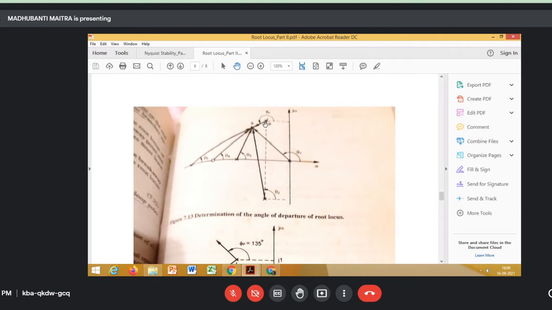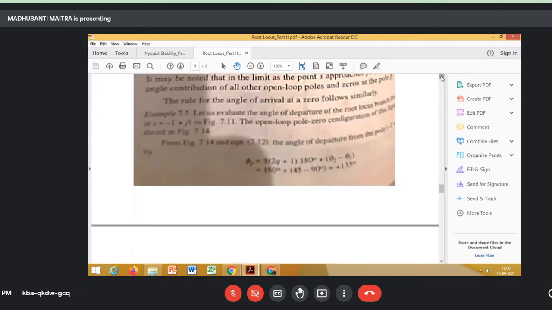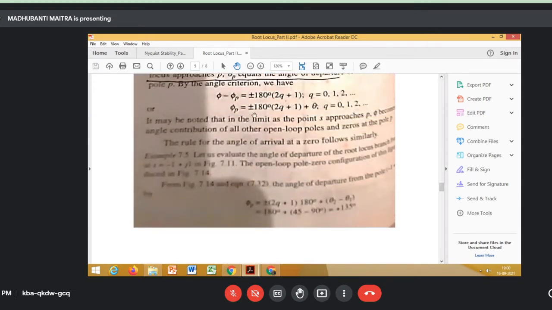Agree? Yes, ma'am. Hence the rule. So the angle of departure from a complex open loop pole is given by phi p, which is equal to plus minus 180 degree (2q plus 1) plus phi, where phi is the net angle contribution by all other open loop poles and zeros at that particular complex open loop pole.